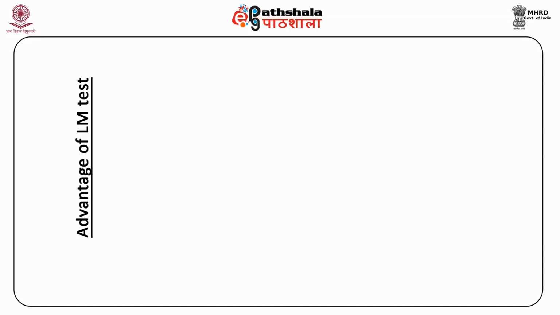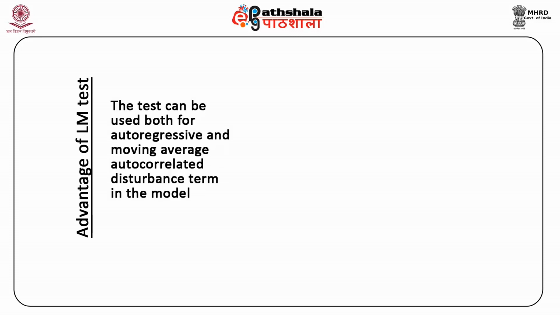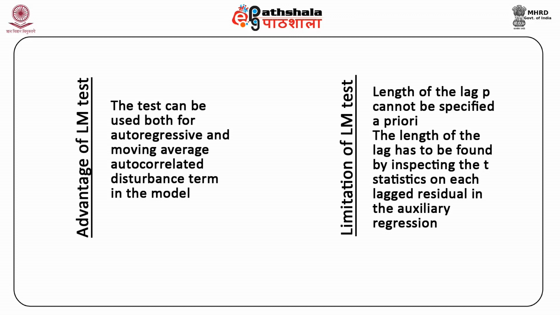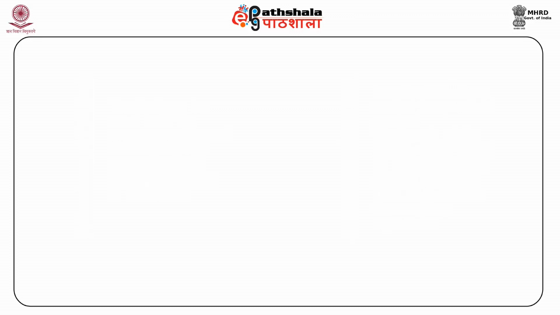Advantage of LM test. The test can be used both for autoregressive and moving average autocorrelated disturbance term in the model. Limitation of LM test. A limitation of the test is that the length of the lag P cannot be specified a priori. The length of the lag has to be found by inspecting the t statistics on each lagged residual in the auxiliary regression. So we have another test known as Box-Pierce Q test.